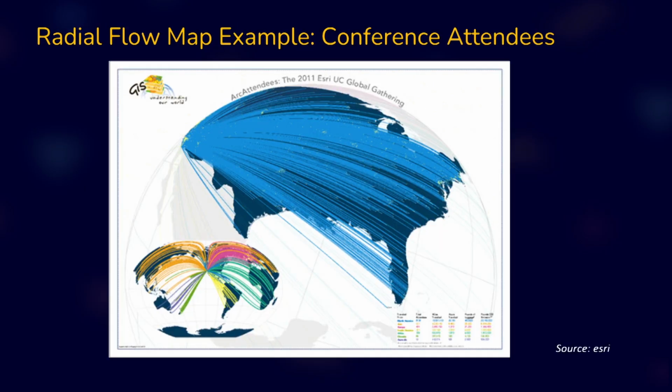Clear? Radial flow maps. This is another example of a radial flow map, for conference attendees. This ArcGIS conference happened in the US. From whichever part of the world people attended, they have created a flow map out of it. Since the conference happened in the US, all the points are concentrated towards the US.